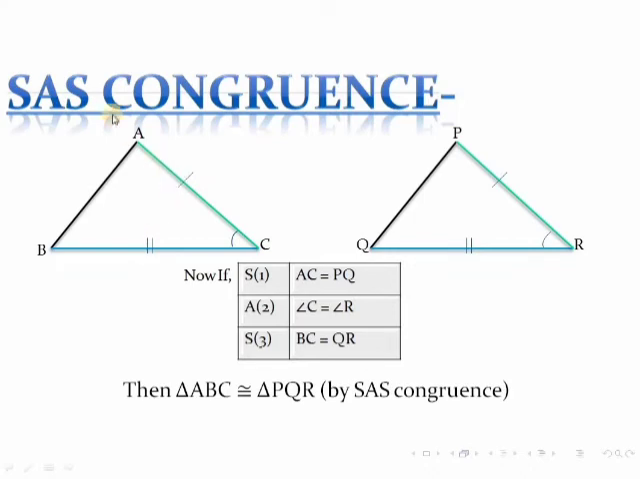So first one is side angle side congruence. Just wait a minute. This side and this side, they are equal. That's what is the meaning of this line. This side and this side, they are equal. That's what is the meaning of this.